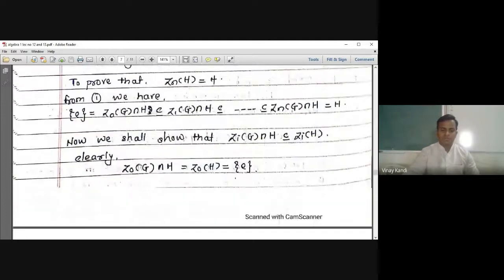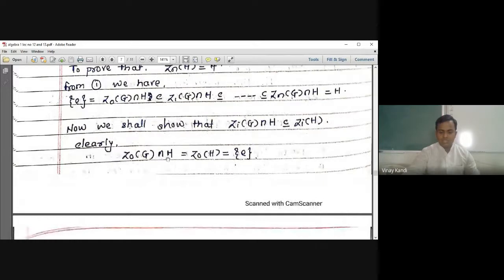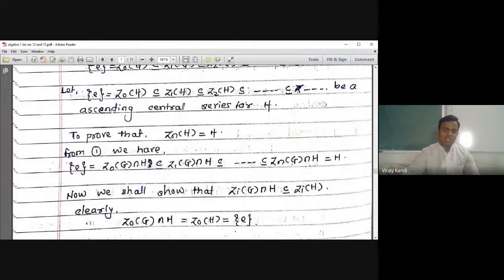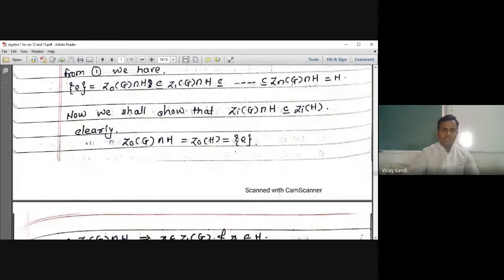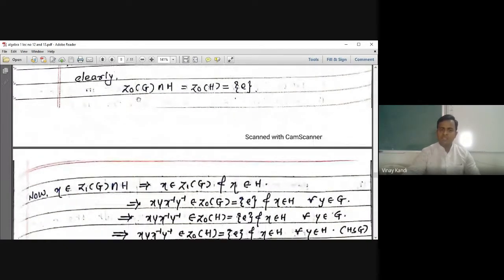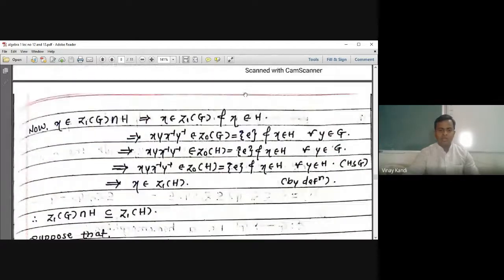Now from the first step clearly we have Z naught of G intersection H is equal to Z naught of H. Why? Because Z naught of H is nothing but singleton E. Here Z naught of G is a singleton E, so singleton E intersection H is nothing but singleton E. So clearly we have Z naught of G intersection H is equal to Z naught of H, which is singleton E.